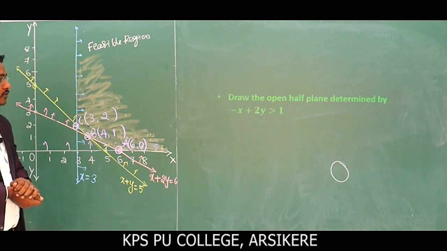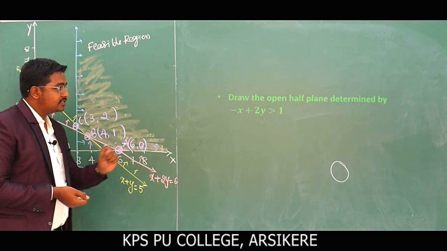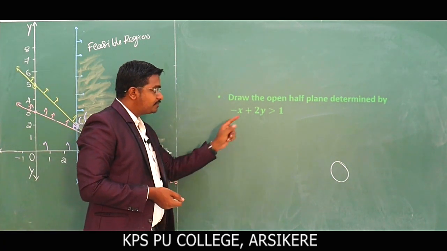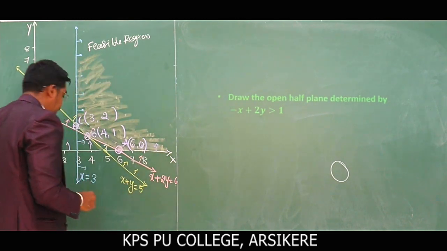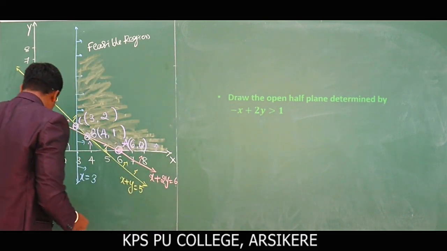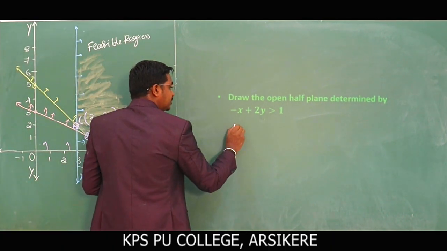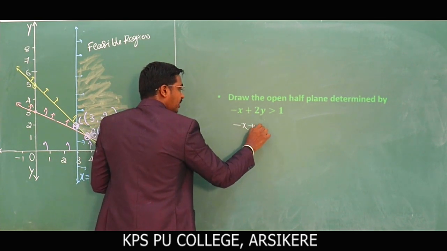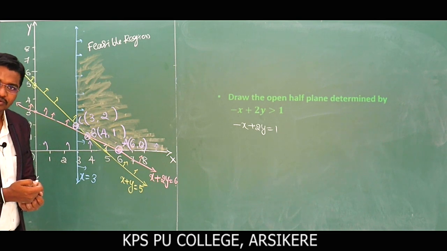Next, now draw the open half plane determined by the constraint. What is the constraint here? Minus x plus 2y greater than 1. Okay, let us draw this. First write the equation involving this inequality. What is the equation here? Minus x plus 2y is equal to 1. Okay, minus x plus 2y is equal to 1.